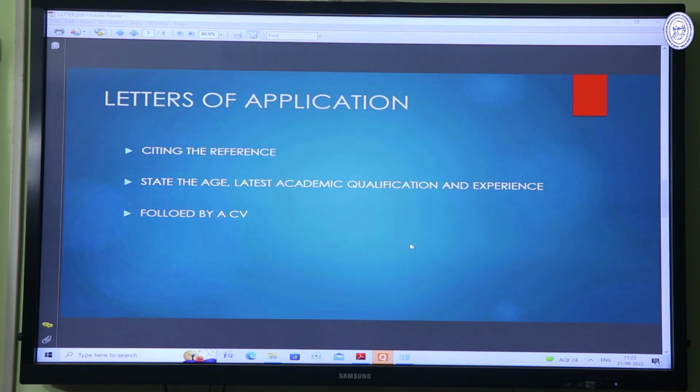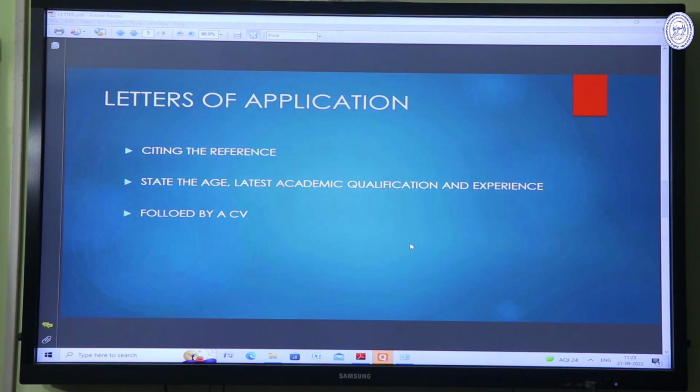Now, let us move on to the other one, the letters of application. Supposedly, after completing your graduation, you are going to apply for a company, right? You want to apply for a company, you want to send your CV. Now, you simply cannot just send your CV. Along with your CV, there has to be a formal letter, an application letter. So, how are you supposed to write that? Please listen to this carefully.